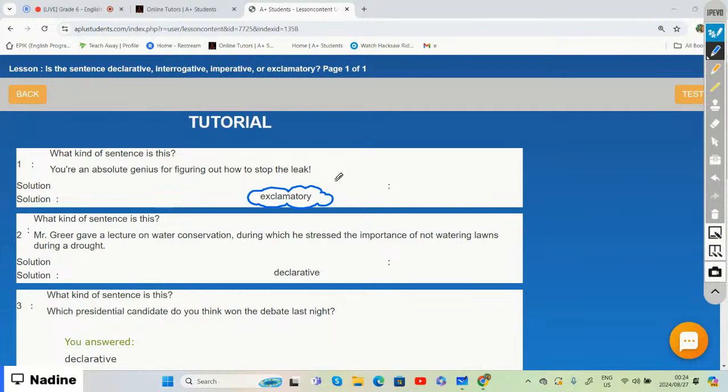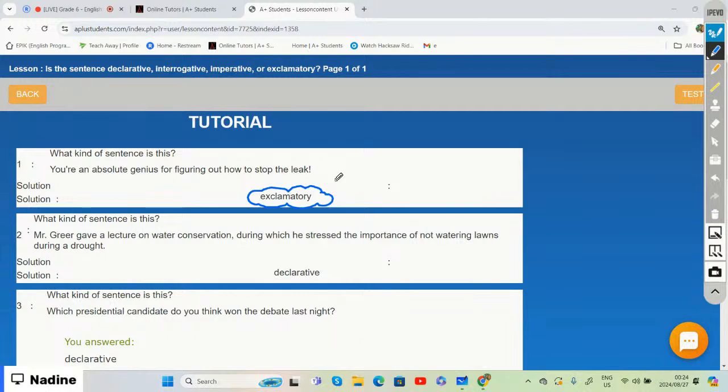The next one says Mr. Greer gave a lecture on water conservation, during which he stressed the importance of not watering lawns during a drought. Right? And remember, when there's a drought, then there's no water, right? Which means that if you are still going to be watering your lawn, you're adding to it.